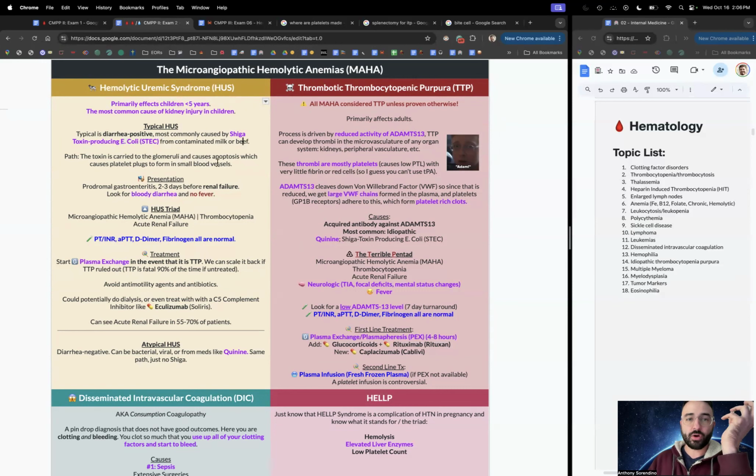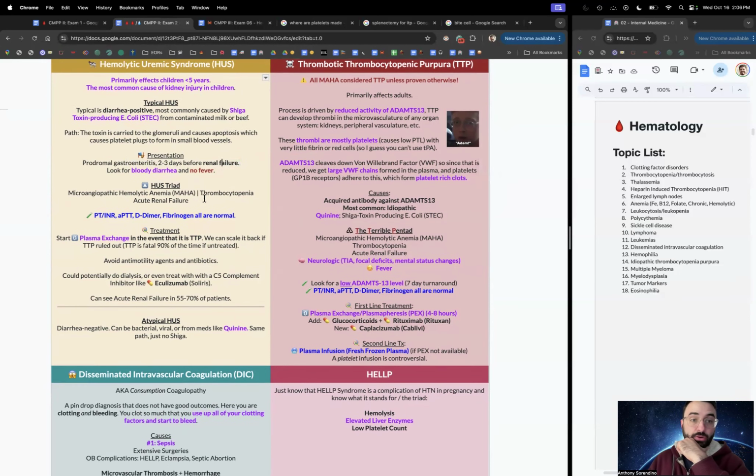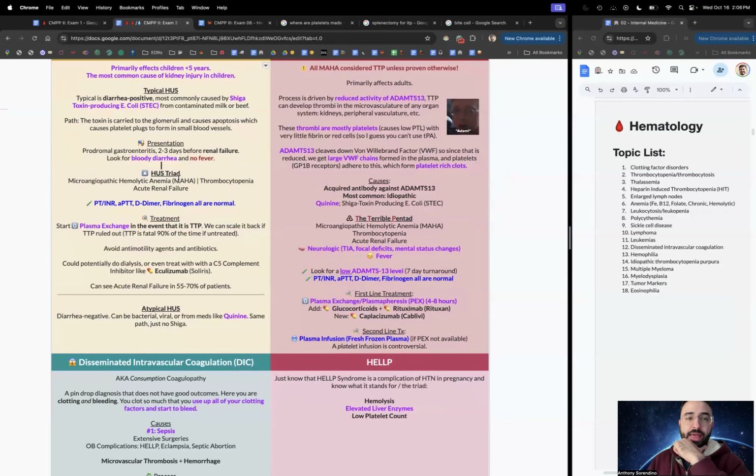The toxin is going to go to their kidneys and cause kidney injury. So you're going to have gastroenteritis, and this can go into renal failure. This is an emergency. This is a big deal. You're going to have bloody diarrhea, but no fever. And then there is a triad here. Anemia, that's why we're talking about this. But you're also going to have thrombocytopenia, low platelets, and then renal failure. So it's definitely a big part of this.